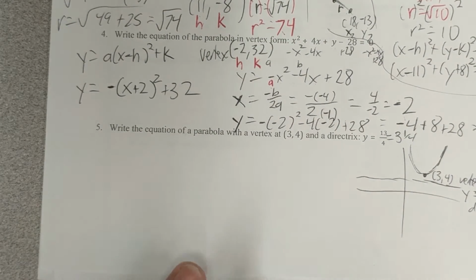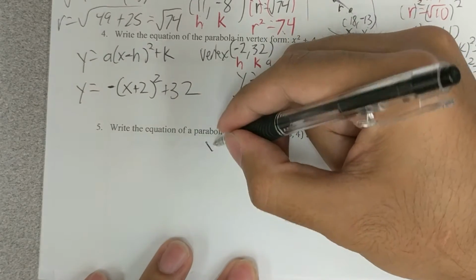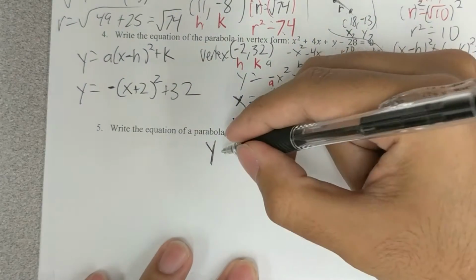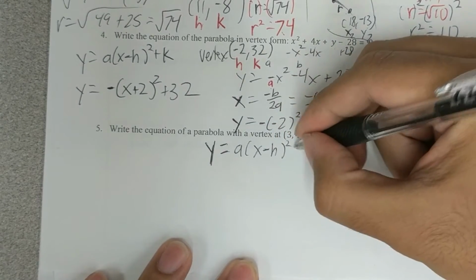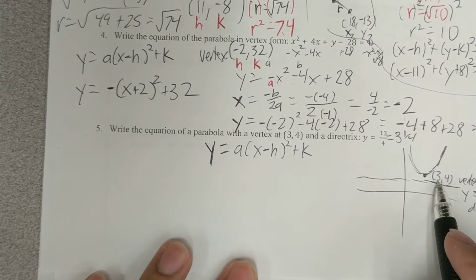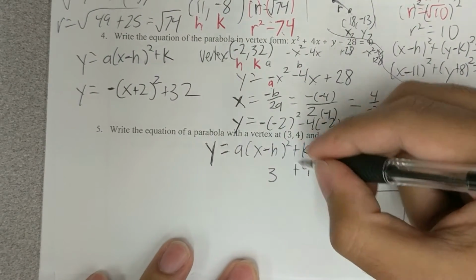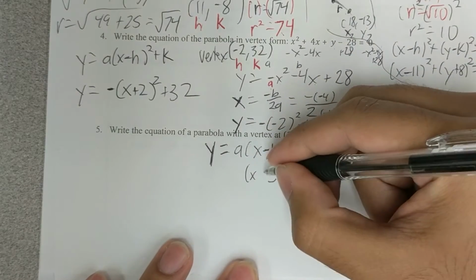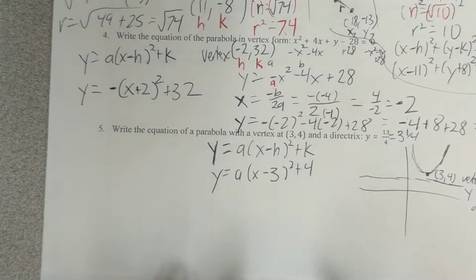Okay, so we're going to use vertex form for the parabola because we already know the vertex. So here's what vertex form of a parabola looks like. So we already know h is the x-coordinate of the vertex. We already know k is the y-coordinate of the vertex. So the only thing left to figure out is what is a.